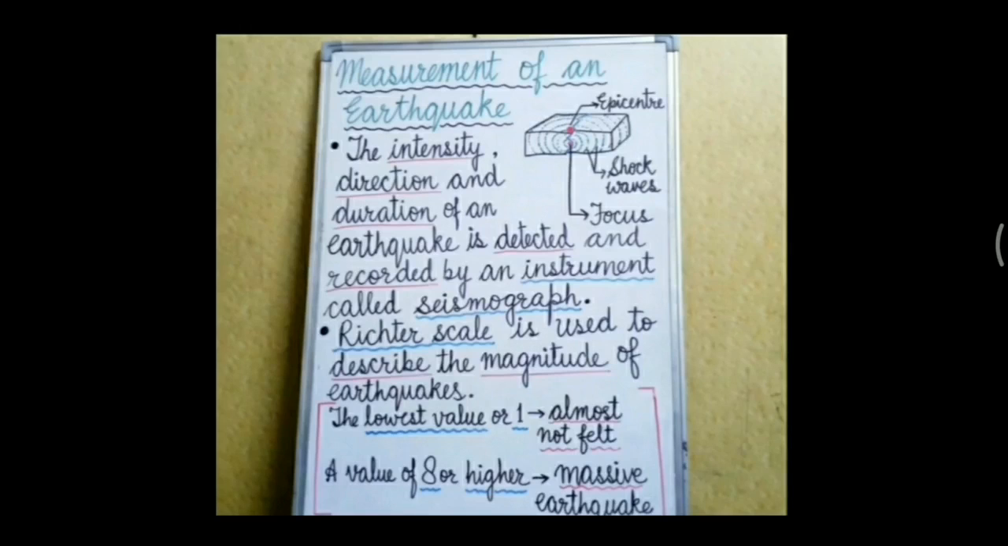So the intensity of an earthquake can be determined from the recording made by a seismograph, and children, using a scale, and that scale is the Richter scale. So the Richter scale is used to describe the magnitude of an earthquake. Okay, so the lowest value of the earthquake, one, what does it indicate? It indicates a quake that is almost not felt.